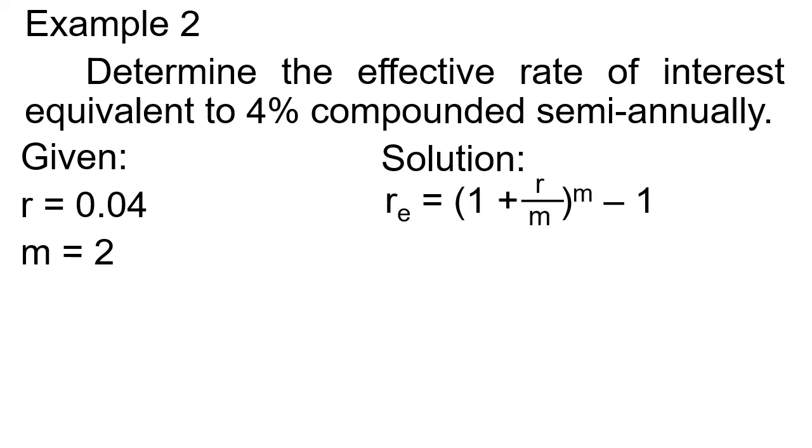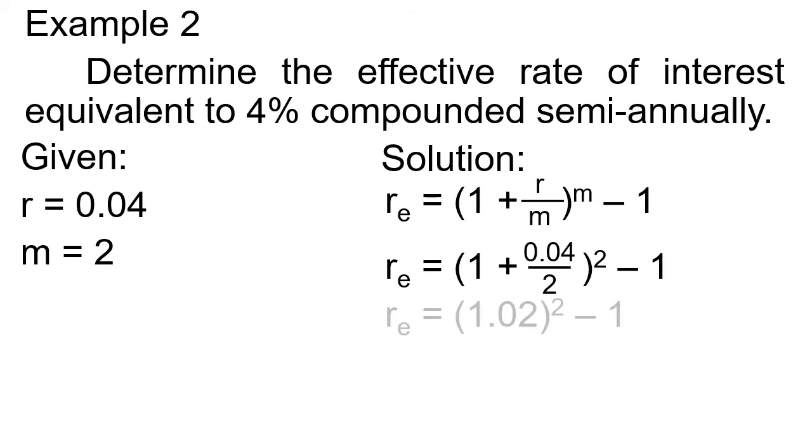For the solution, let us make use of this formula. R sub E equals 1 plus R over M raised to M, minus 1. Substitute the values of R and M. So now we have R sub E equals 1 plus 0.04 over 2 raised to 2, minus 1. So this will be R sub E equals 1.02 raised to 2, minus 1.